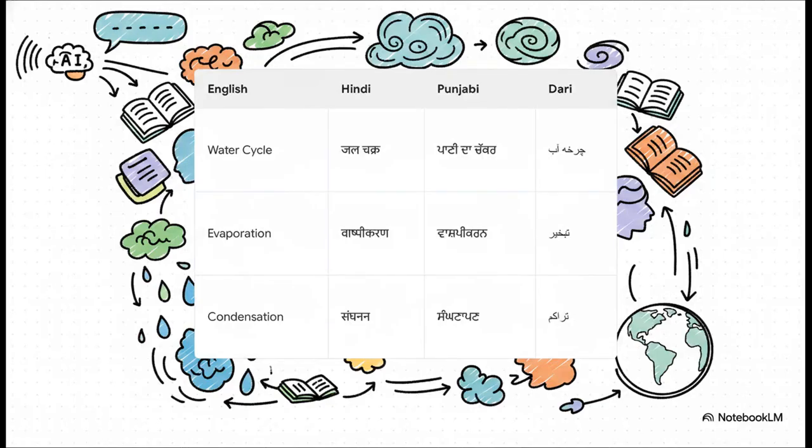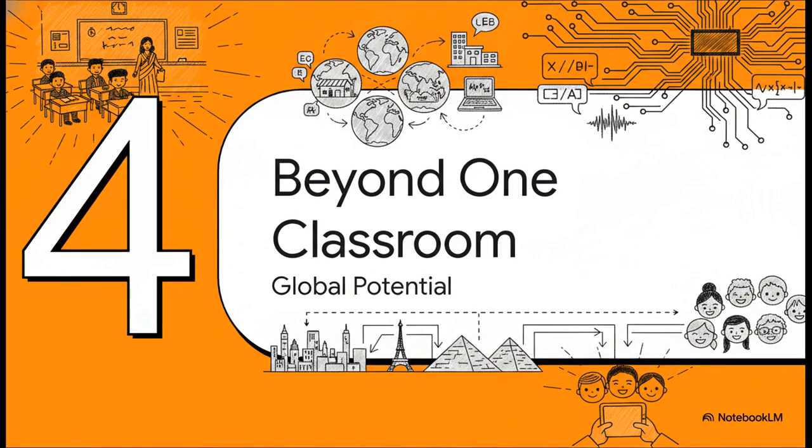And here's just a little sample from that vocabulary table so you can see how practical this is. You've got the key English terms, water cycle, evaporation, condensation, and right next to them, the direct, accurate translations. This one little table is a game changer for making sure every single student is on the same page with a core science. Okay, so this one classroom in Delhi is an amazing story, for sure.